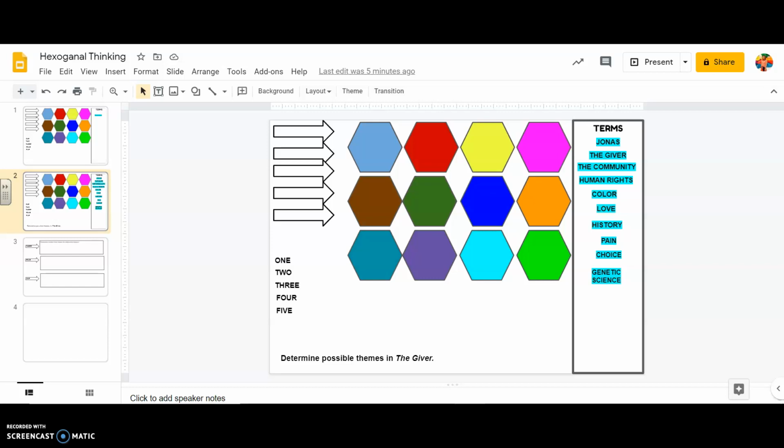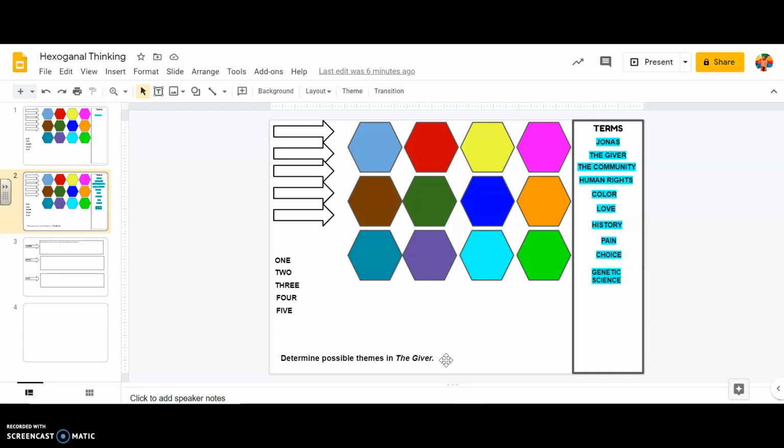Hey everybody, we're here talking about hexagonal thinking today, which is a great way to prepare your brain for a discussion or for writing or both. And I have off to the side of our slide here terms that come from the novel The Giver, which I'm pretty sure most of you have read. And the prompt for our thinking today is determine possible themes in The Giver.